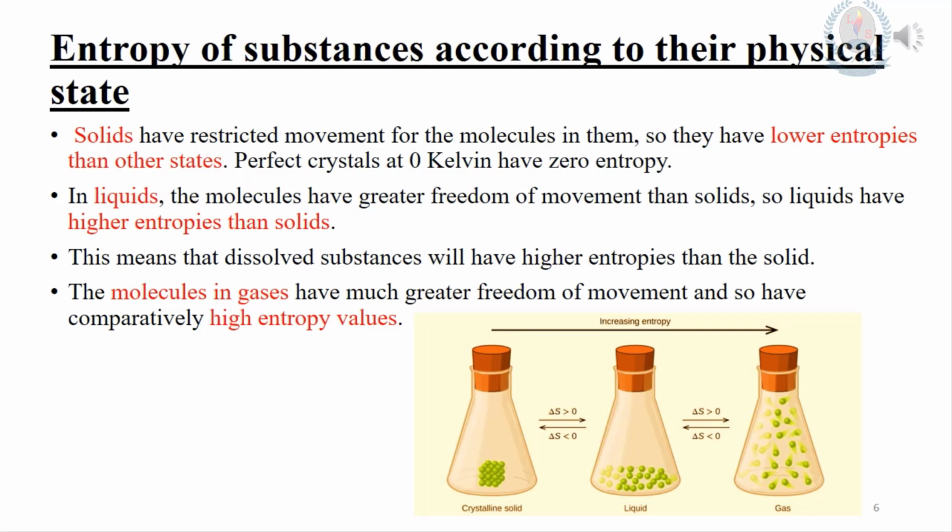Now look at this diagram. You can see solids have the least entropy. Then if you consider liquids, they have higher entropy than solids. If you consider gases, they have more freedom, more disorder. Because of that, they have higher entropy values than solids and liquids.